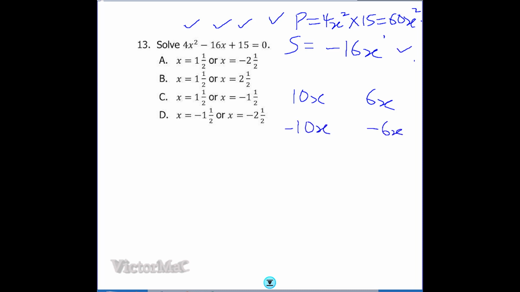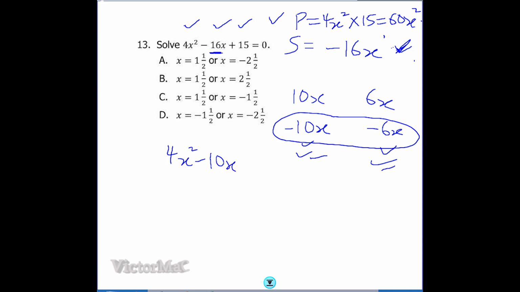So when we multiply these two, minus 10x and minus 6x, we're going to get 60x squared as a product. And when we add up minus 10x plus minus 6x, we're going to get the sum, which is minus 16x. Now we're going to use this. And what does it mean? We dissolve this middle term into minus 10x and into minus 6x. So we have 4x squared minus 10x minus 6x plus 15 equals 0.